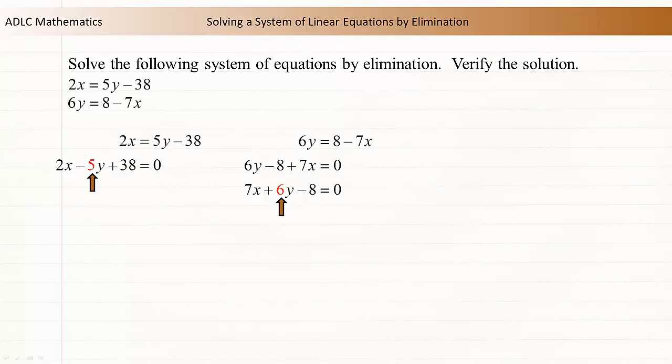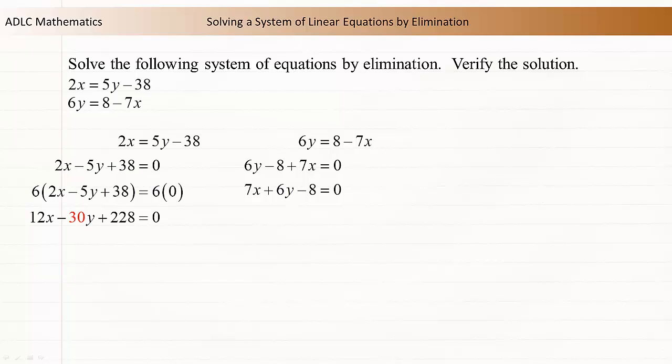The least common multiple of 5 and 6 is 30, so we can multiply each equation by a constant in order to make both y coefficients 30. We can multiply both sides of the first equation by 6. There is now a coefficient of negative 30 on y. We can multiply the second equation by 5. Now there's a coefficient of 30 on y. Now that both equations have the same y coefficient, we can proceed.